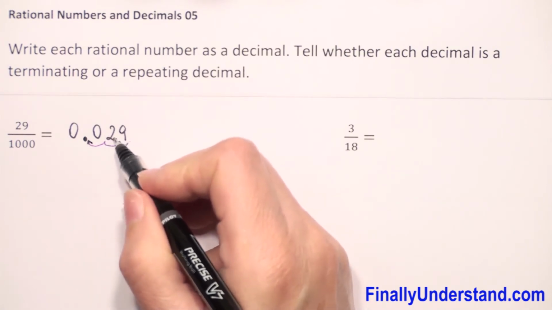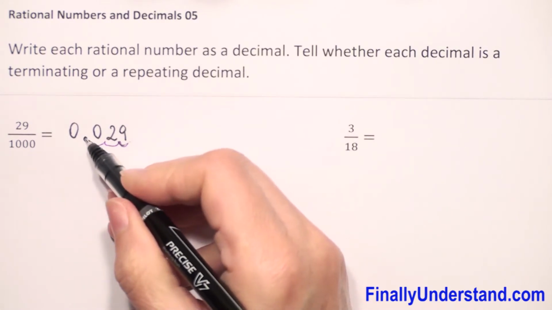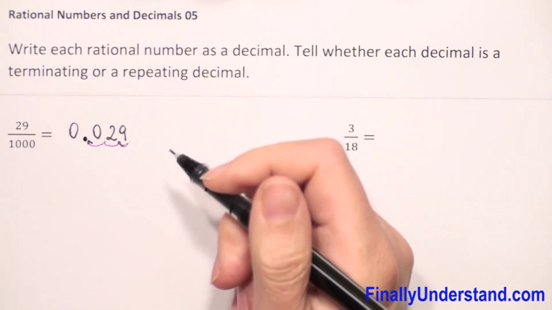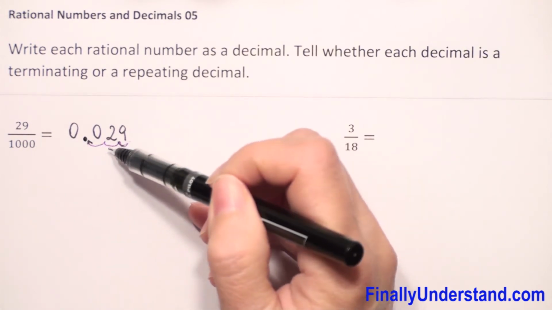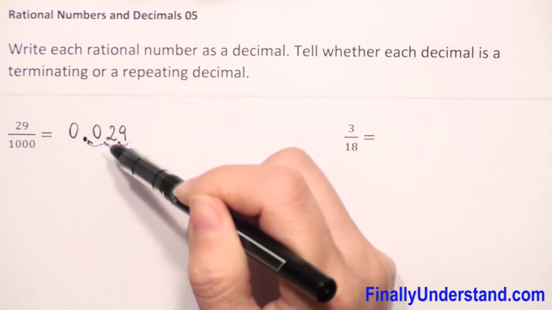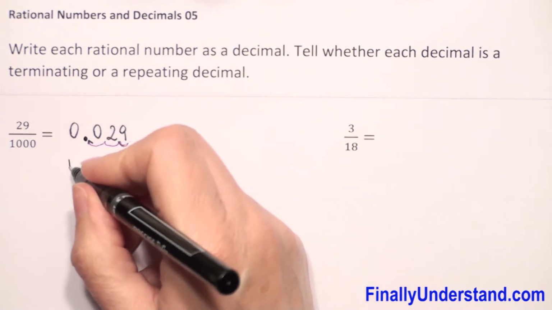Because we have only 2 digits, I have to add 1 zero. And before 0 we have to put a decimal point. We changed this rational number to a decimal number. It means that our decimal is a terminating decimal.